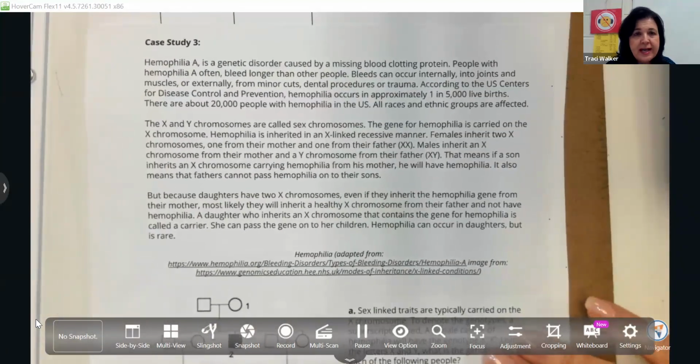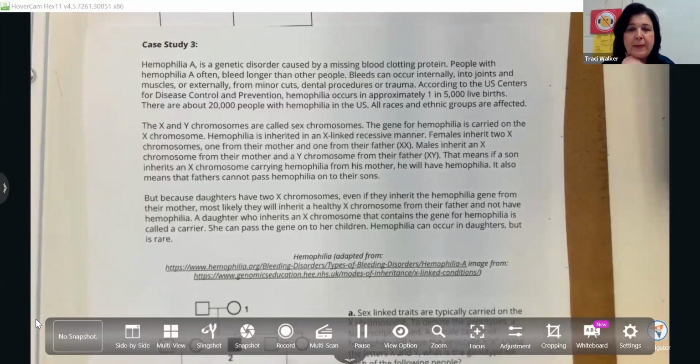Hemophilia. Hemophilia A is a genetic disorder caused by a missing blood clotting protein. People with hemophilia A often bleed longer than other people. Bleeds can occur internally into joints and muscles or externally from minor cuts, dental procedures, or trauma. According to the U.S. Centers for Disease Control and Prevention, hemophilia occurs in approximately 1 in 5,000 live births. There are about 20,000 people with hemophilia in the U.S. All races and ethnic groups are affected.